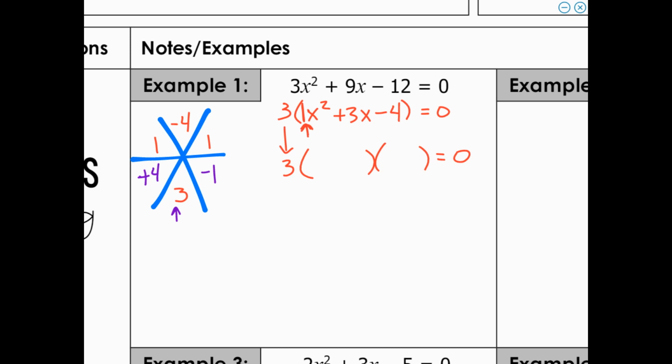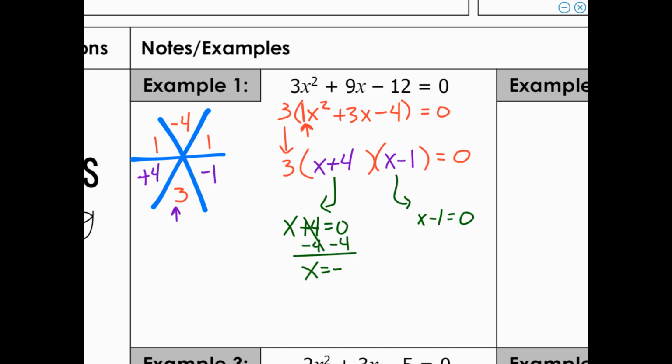So, do these reduce at all? No. So I've got x plus 4 and x minus 1. So separate them. X plus 4 equals 0. X minus 1 equals 0. X equals -4. And x equals 1.